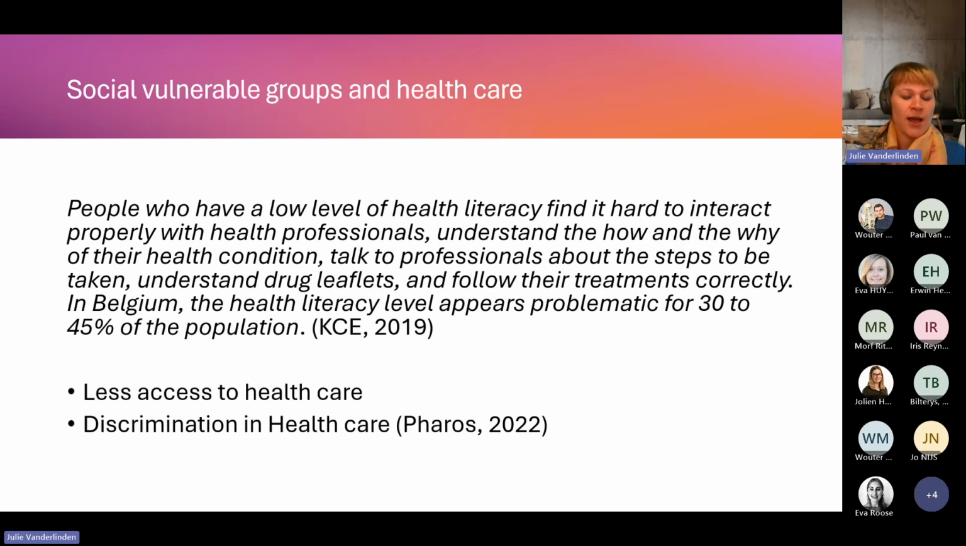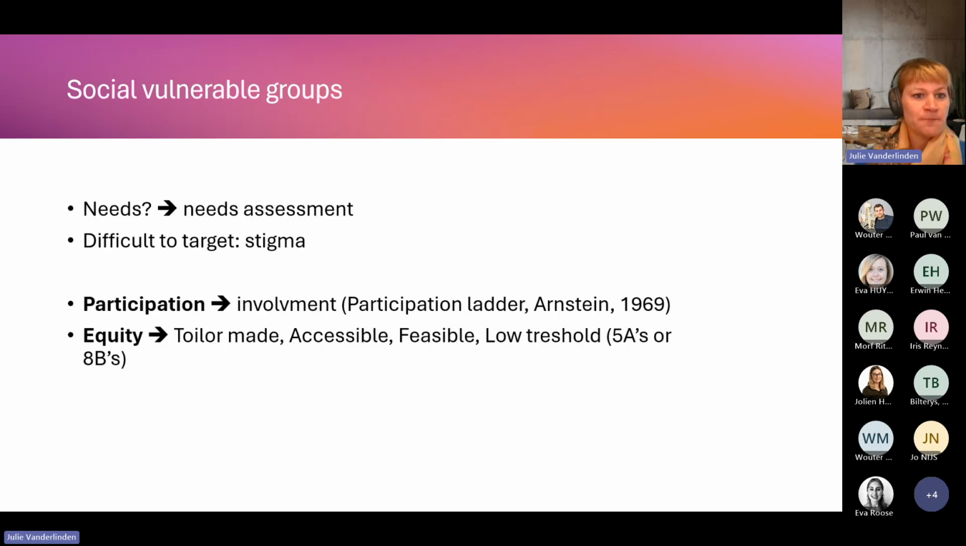For your information, I've placed all the references at the end, so the last slide contains a few references if you might want to check them out.